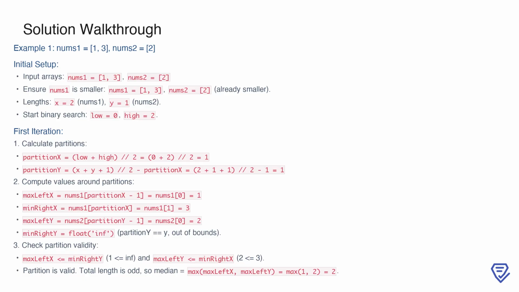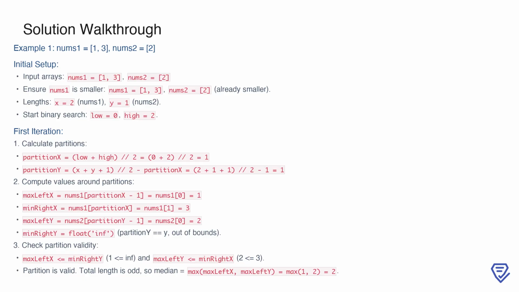Since nums1 is already smaller or equal in size to nums2, no swapping is needed. The lengths of the arrays are x equals 2 for nums1 and y equals 1 for nums2. To find the median, we apply a binary search on nums1, initializing low to 0 and high to the size of nums1, which is 2.